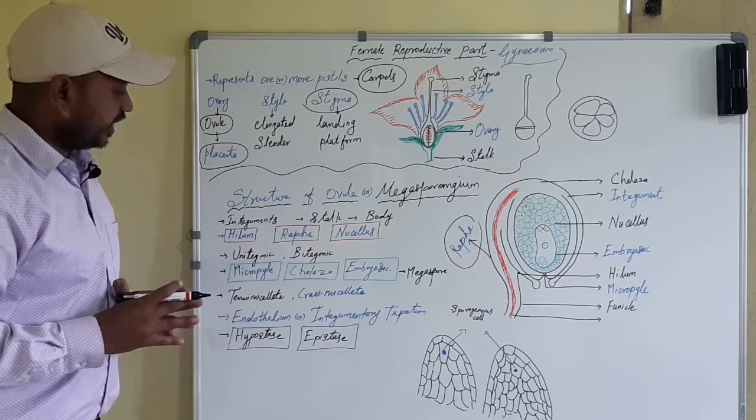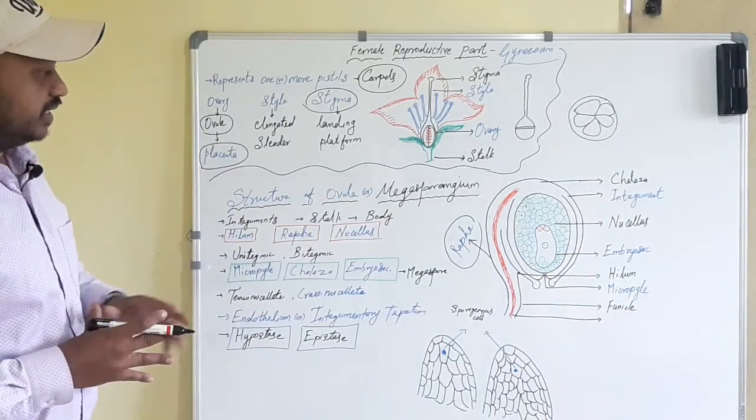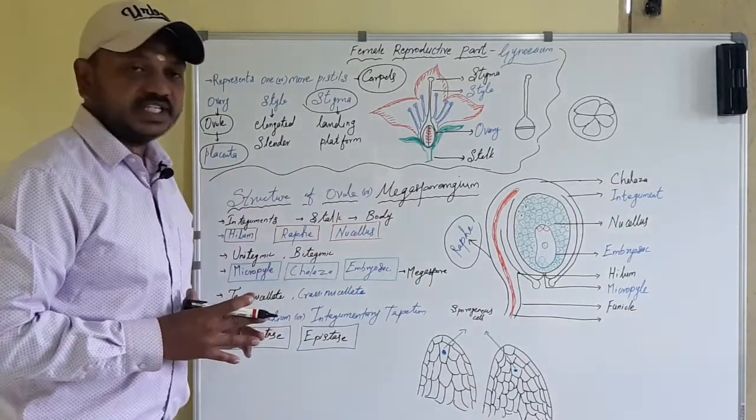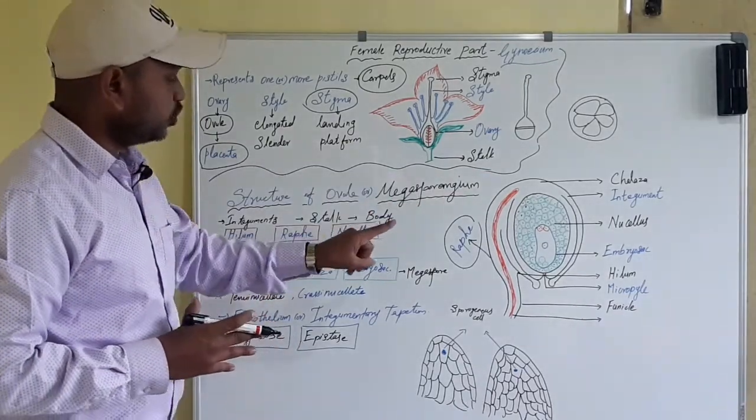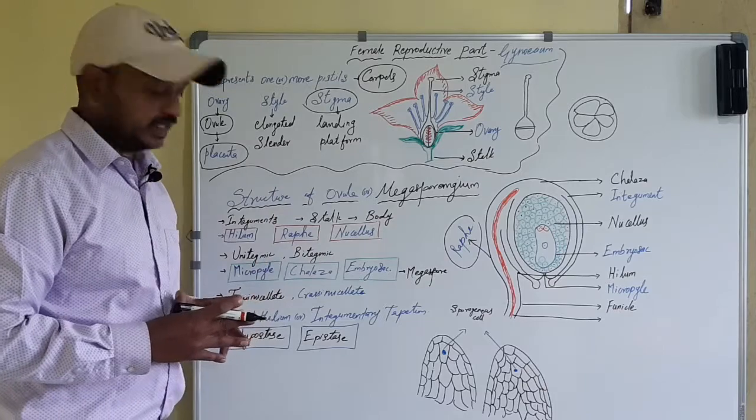Next, unitegmic and bitegmic. I already defined unitegmic and bitegmic. An ovule possessing a single integument is called unitegmic. If it possesses two, it is called bitegmic.